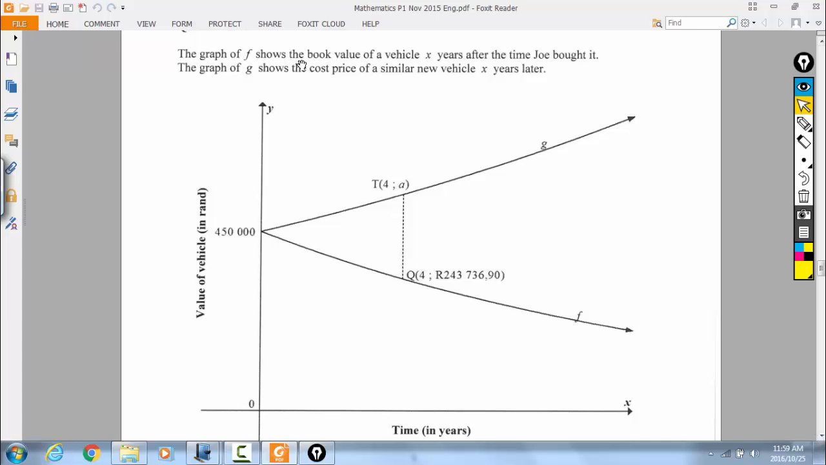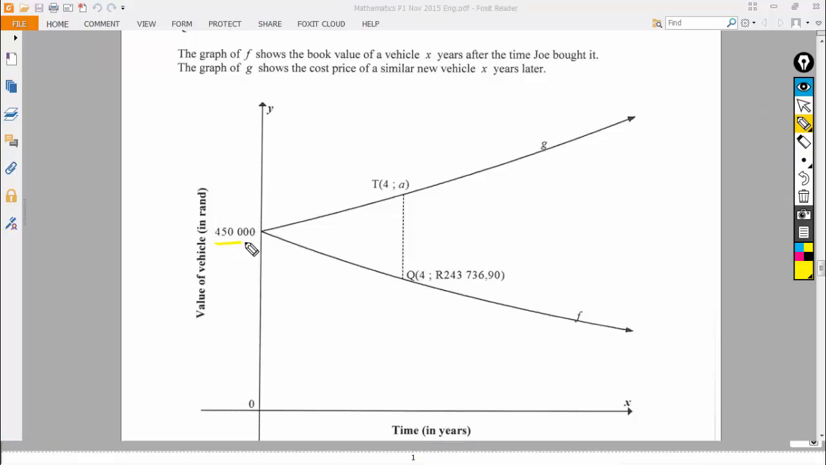And it says here the graph of F shows the book value of a vehicle X years after the time Joe bought it. The graph of G shows the cost price of a similar vehicle years later. So if we just scribble on this thing and take a look, this 450,000 tells us the cost price of the vehicle when he bought it. That's the cost price. And you can see here that this one does something like that, and the other one does something like that.